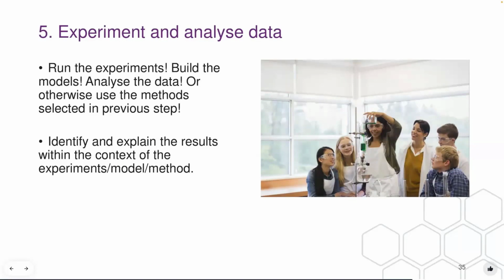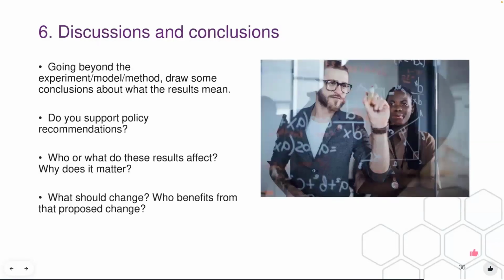And you'll need to identify and explain the results within the context of the experiments and the model or the method that you're using. Then, once you've run your experiments and you've analyzed the data, you can then start to interrogate the results and form some conclusions. So this means going beyond the experiment and the model or the method that you've used to draw some conclusions about what the results mean.